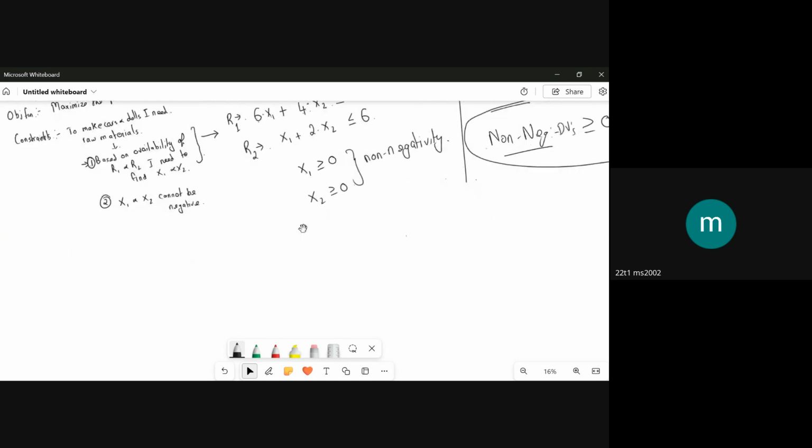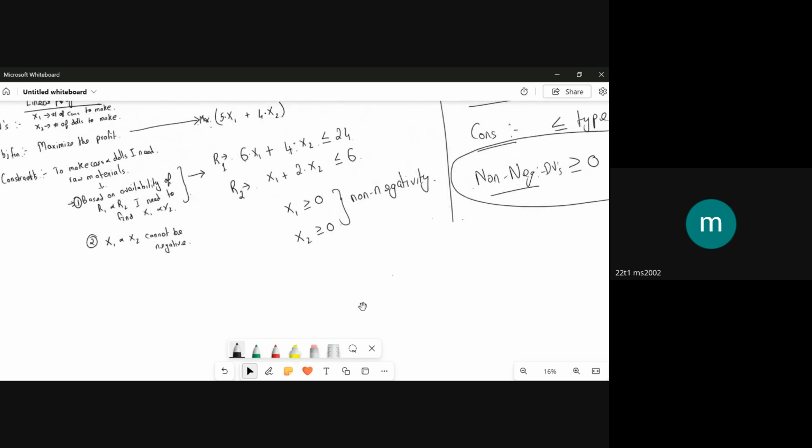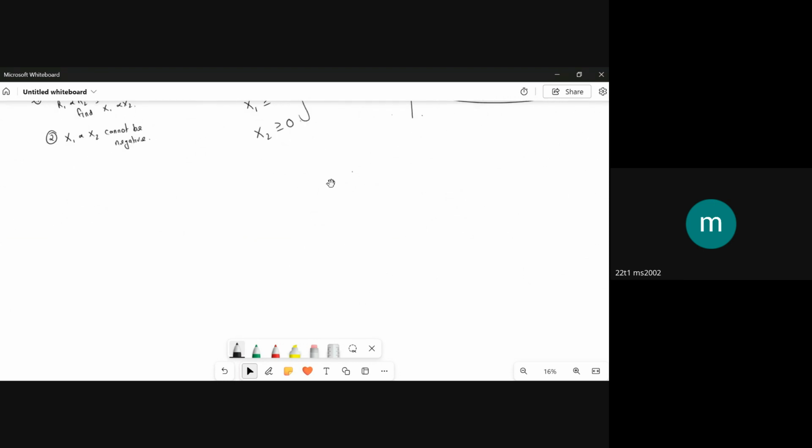So how many constraints do I have in this primal? 2. Exactly. So I have these two. Do not consider the non-negativity. Only the 2. So in the dual, I will have two variables, y1 and y2. Y1 corresponds to the constraint of R1 and y2 corresponds to the constraint of R2.